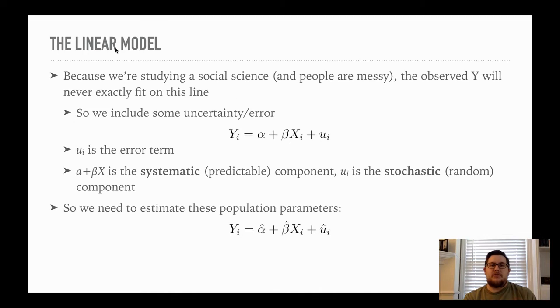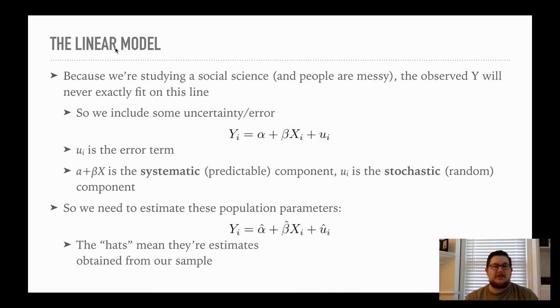So what do we do? We put little hats on them. That's it, okay? So our estimate of population parameter alpha is alpha hat. Our estimate of population parameter beta is beta hat. Our estimate of population parameter U is U hat. That's it, okay? So we need to estimate these population parameters. And again, the hats just tell us their estimates obtained for our sample. That's it. Okay, so hopefully you're with me.